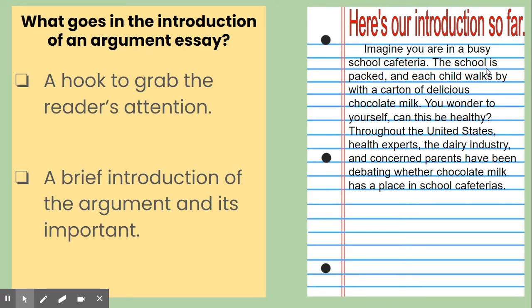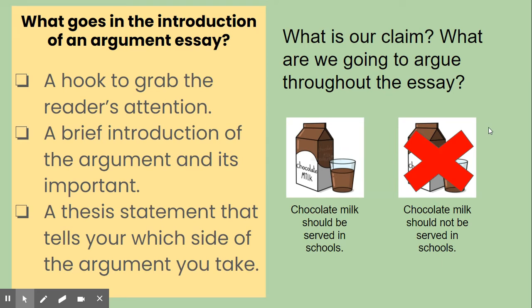All right, here's my hook and my introduction to the debate together. Now we're ready for step 3. What is our claim? This is just like how we have our thesis statement for our literary essays. Now we need our thesis statement for our argument. So this is where you take a stance. Which side of the debate are you on? What's your claim? What are you going to argue throughout the essay?